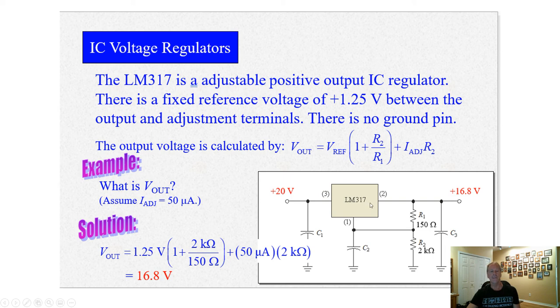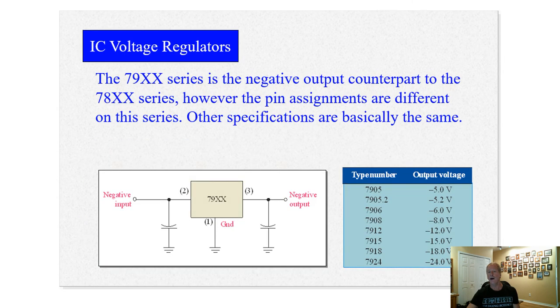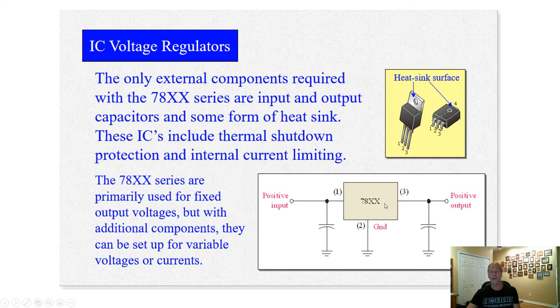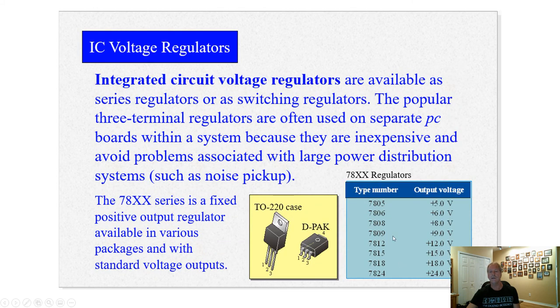So the 317 is an adjustable voltage regulator. It can be anything you want, almost, within the specifications. I encourage you to look some of these up on DigiKey: the LM317, the 7905.2, which I might do because I've never seen it, and the 78 series. Look these up on DigiKey and have a look at their data sheets.